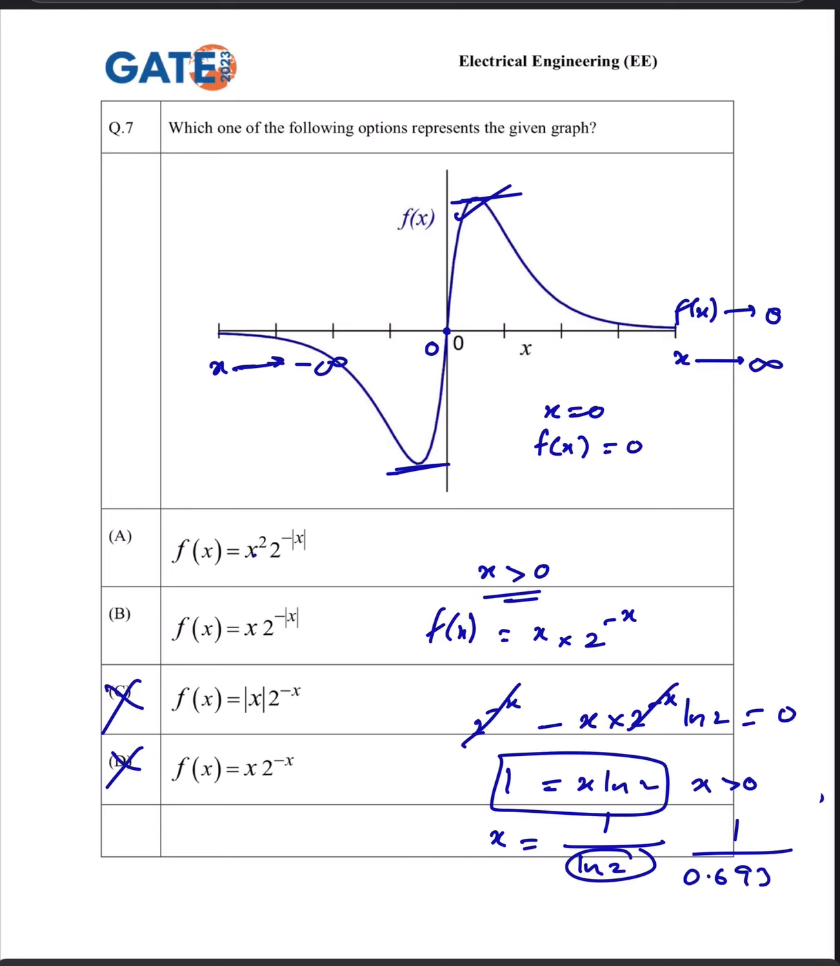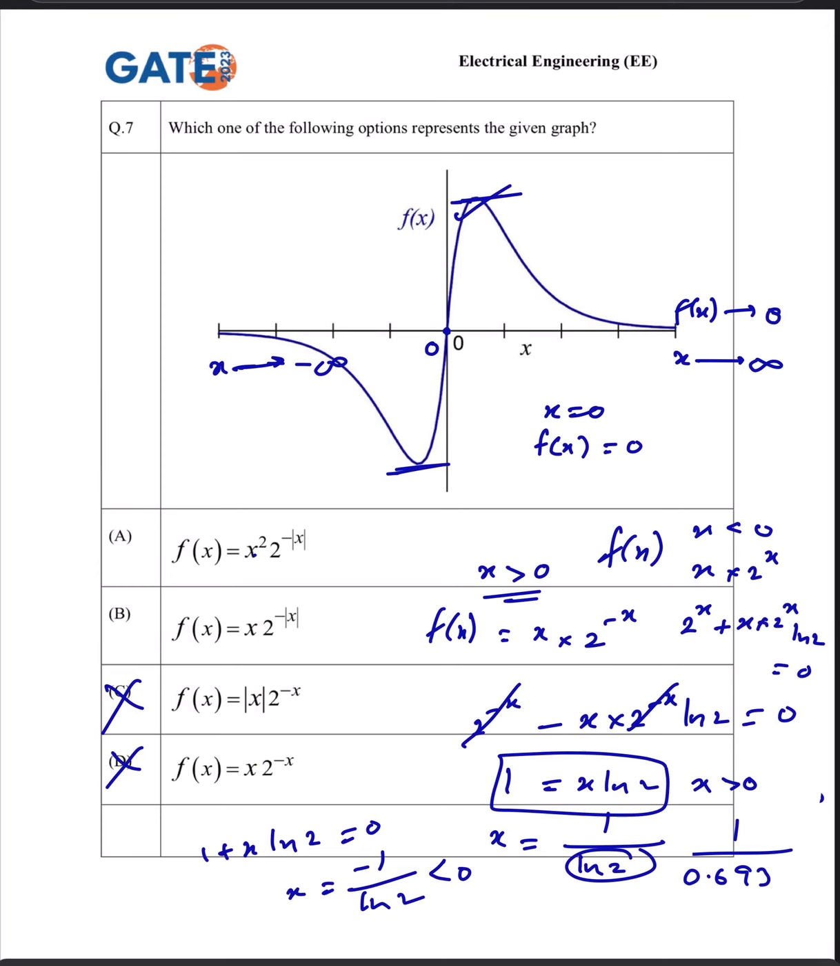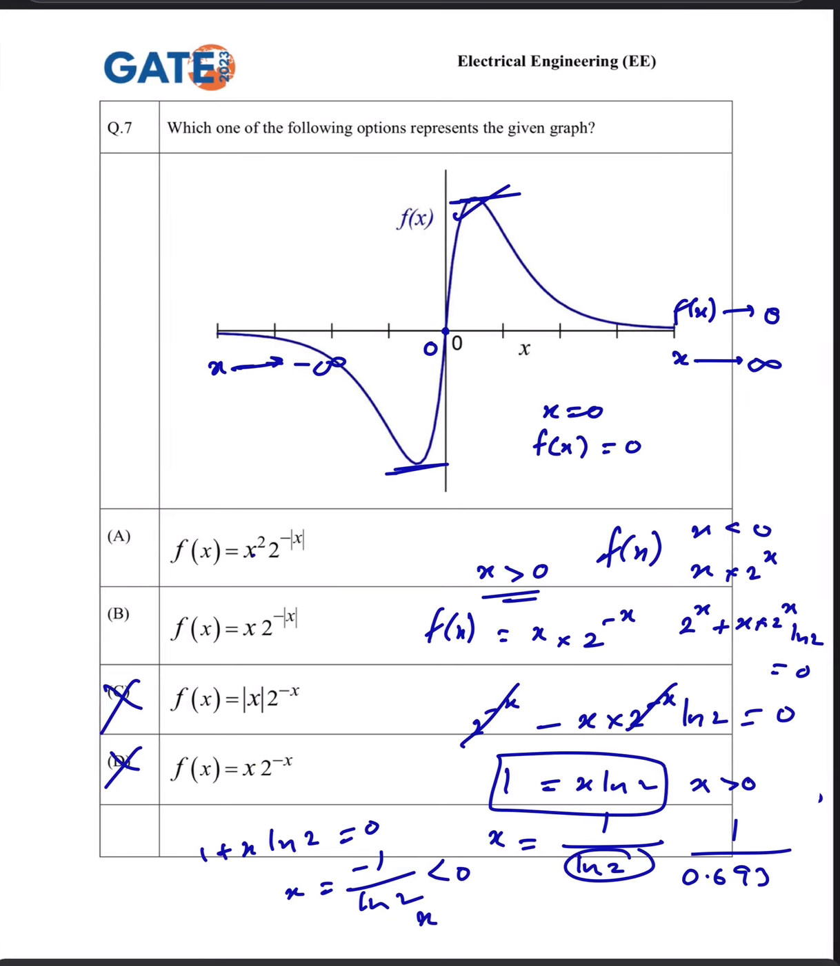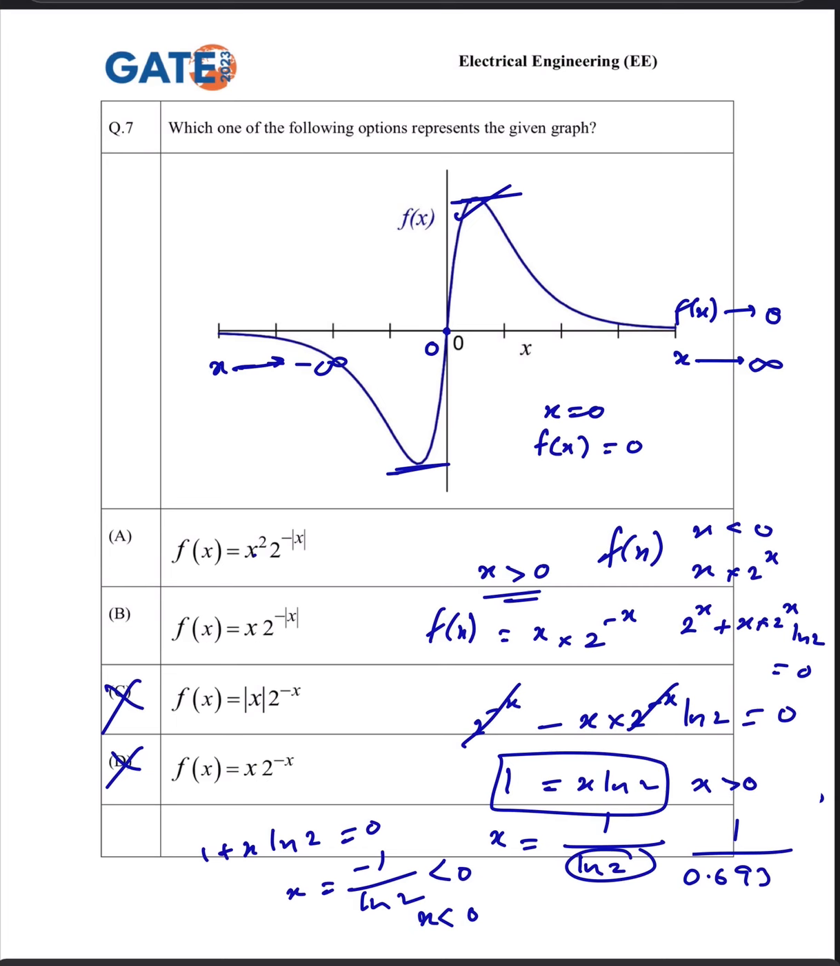If we do the same for f of x for x less than 0, we are getting x into 2 to the power x. Now differentiate: 2 to the power x plus x into 2 to the power x ln 2, which is 0. So 1 plus x ln 2 is 0. x is minus 1 upon ln 2. This is negative. This satisfies x less than 0 condition. So we can see that there is also one extrema for x less than 0. So answer B is correct because it satisfies the condition of two extremas, one greater than 0 and one less than 0.